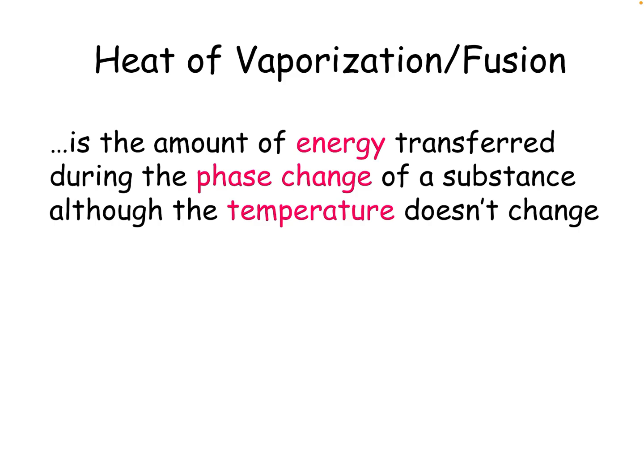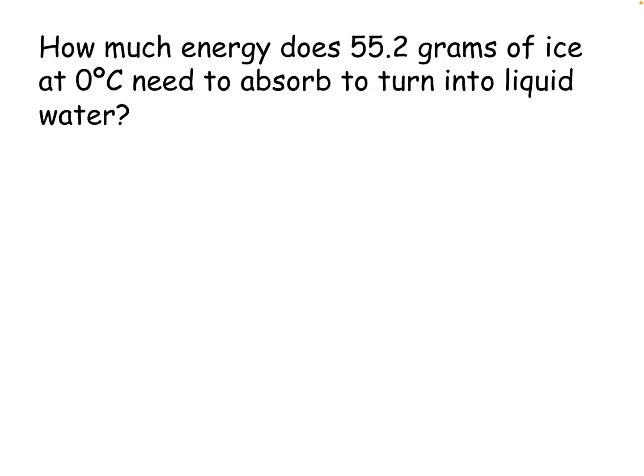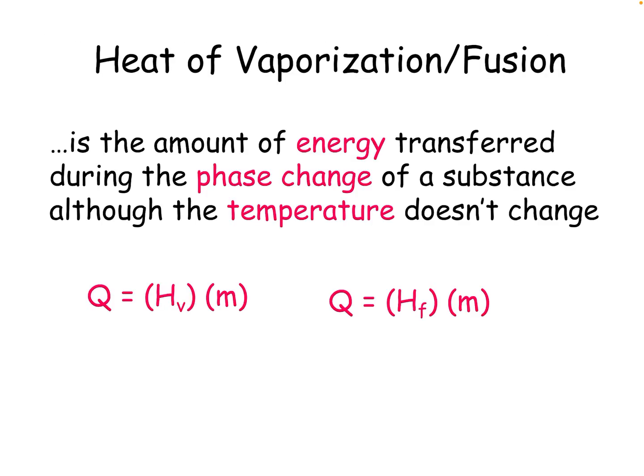We talked about this. Those are our two formulas: Q equals MHV and MHF. The amount of energy transferred during a phase change. Temperature doesn't change, so there's no delta T. So now let's actually try those formulas.